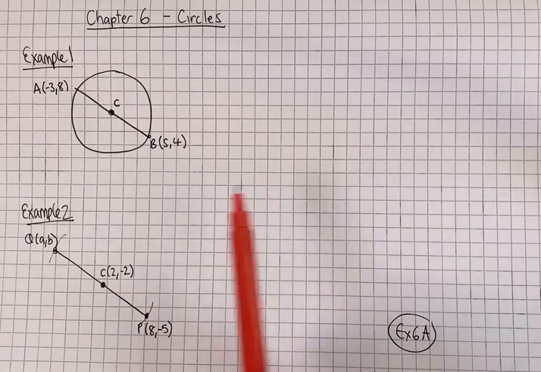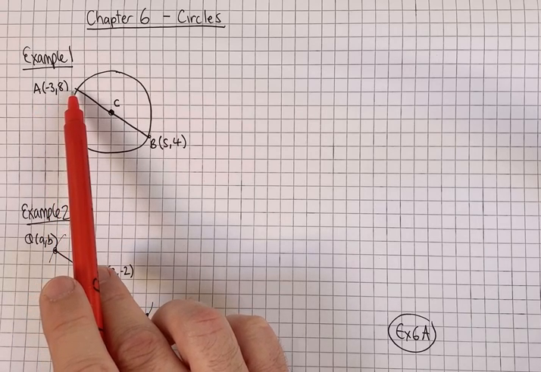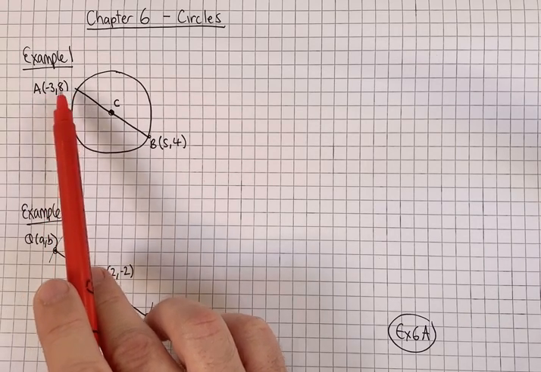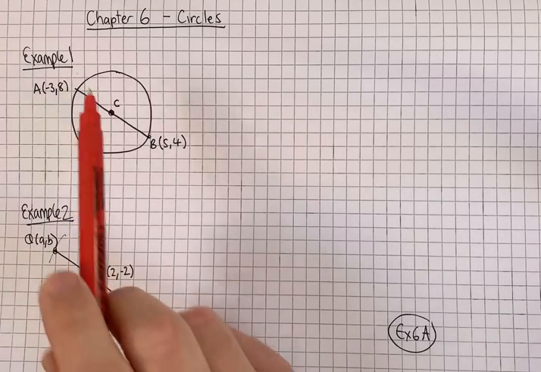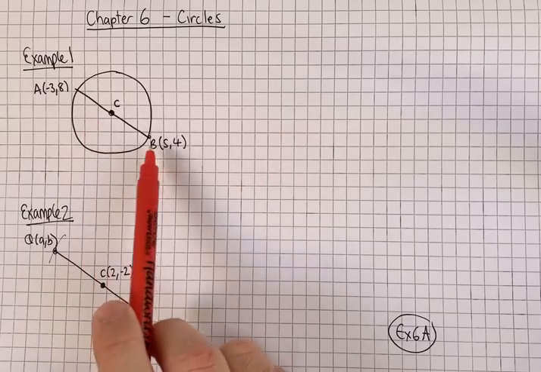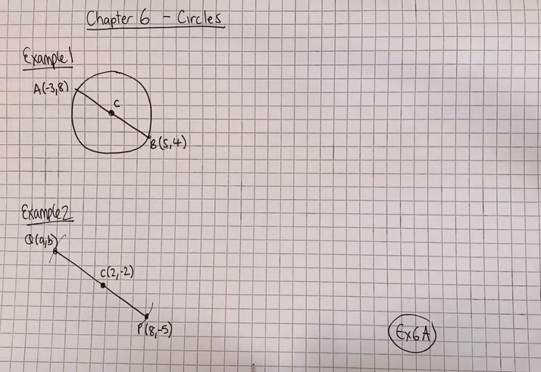So in this question, we're given the diameter and the coordinates where the diameter meets the circle, A (-3, 8) and B (5, 4). The question asks us to find the coordinates of the centre of the circle. This is relatively straightforward. All we need to do here is work out the average of the x coordinates and the average of the y coordinates simply by adding them up and dividing by 2.